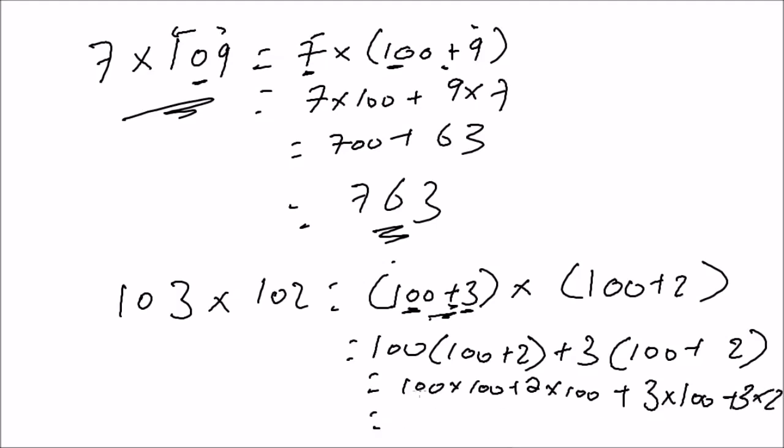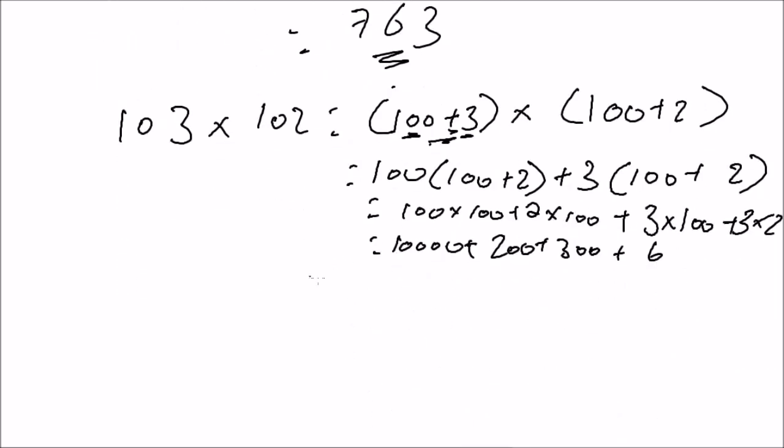So what you get is, now multiply every term and do the operations, like 100 into 100 will give you 10,000, plus 2 into 100 will give you 200, plus 3 into 100 will give you 300, plus 3 into 2 would give you 6. Now add these numbers and the answer you get is 10,506. That would be the answer for this multiplication.